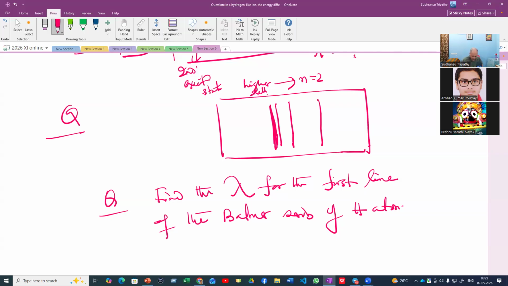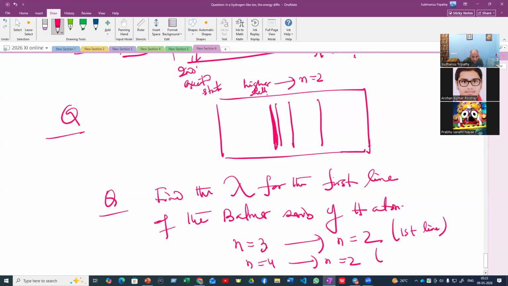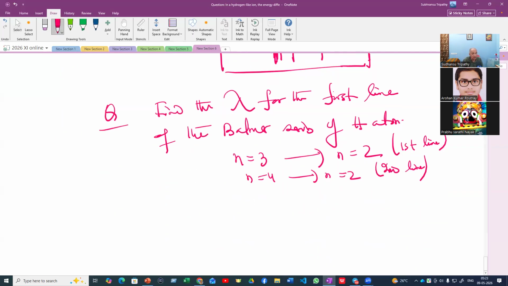Shell 3 to 2. Yes, it is from n equal to 3 to n equal to 2. This is the first line. And n equal to 4 to n equal to 2 is the second line, and so on. So calculate that using the K method.